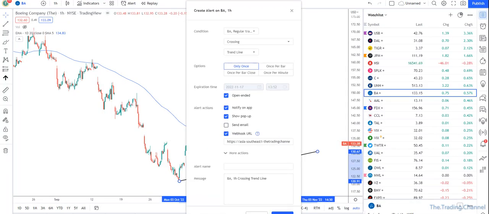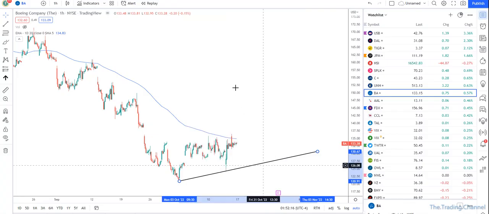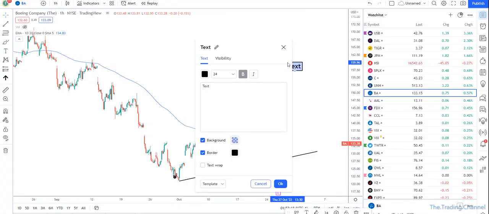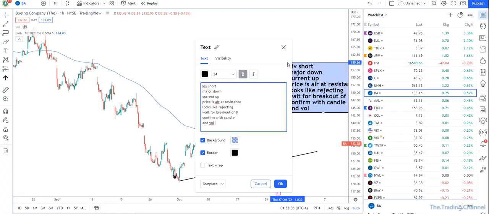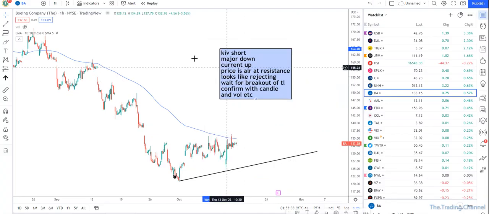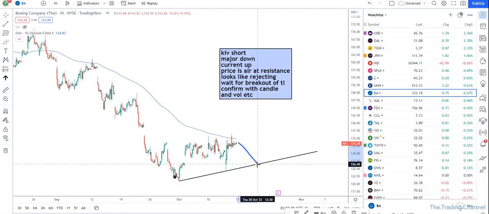the alert. Create. If you want, you can type something, KIV short, measure down, current up, price is already at resistance, looks like rejecting, wait for breakout of trend line, confirm with candle and volume, etc. So once you create the alert, it will ring if it touches the line. If it touches the line, it will ring.